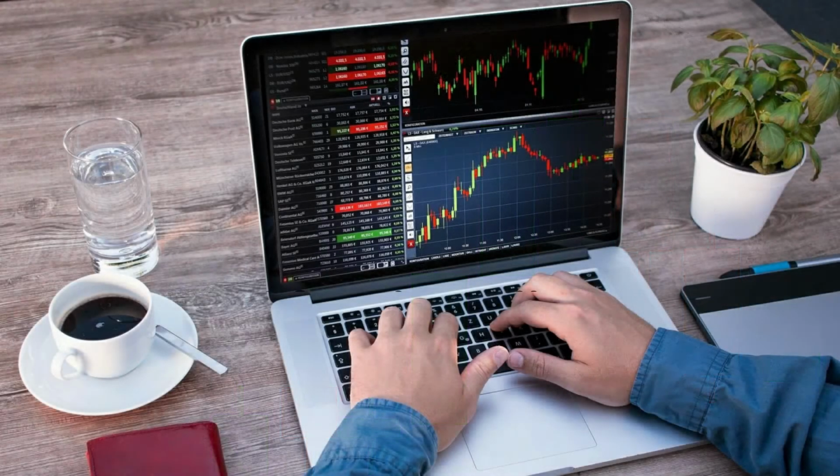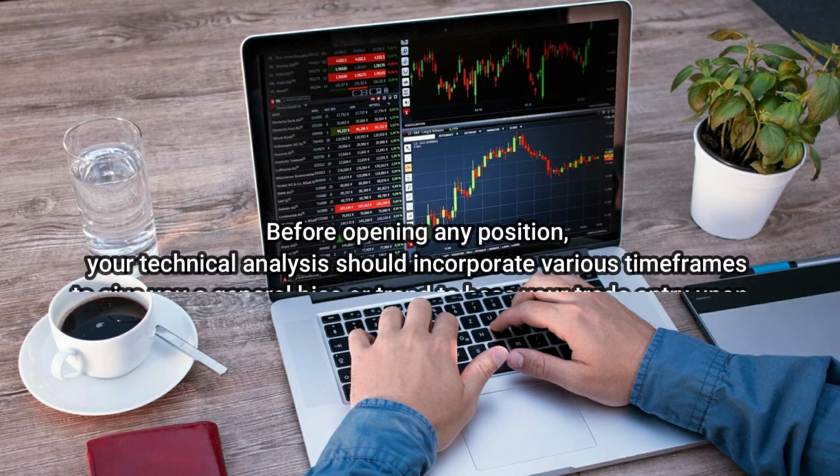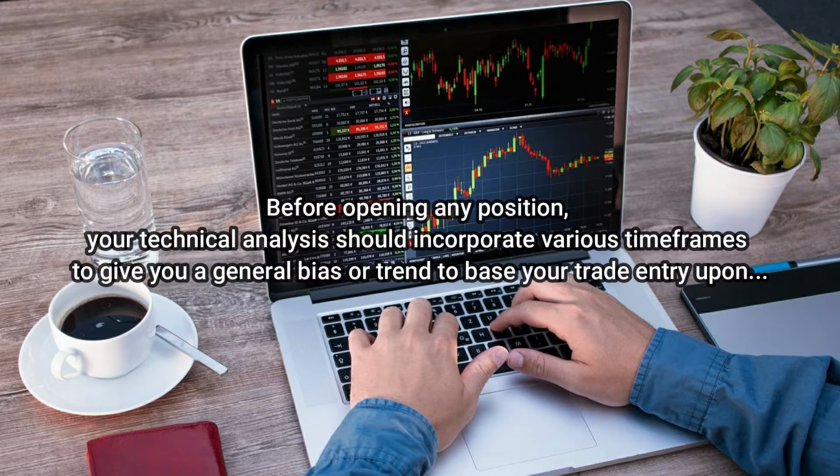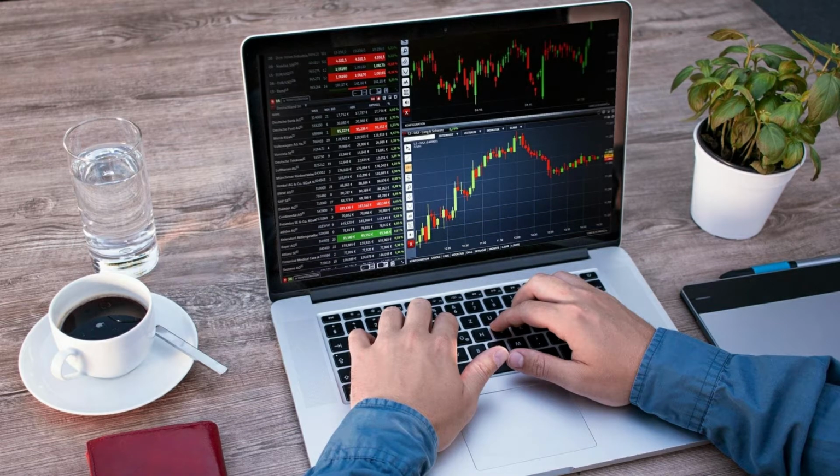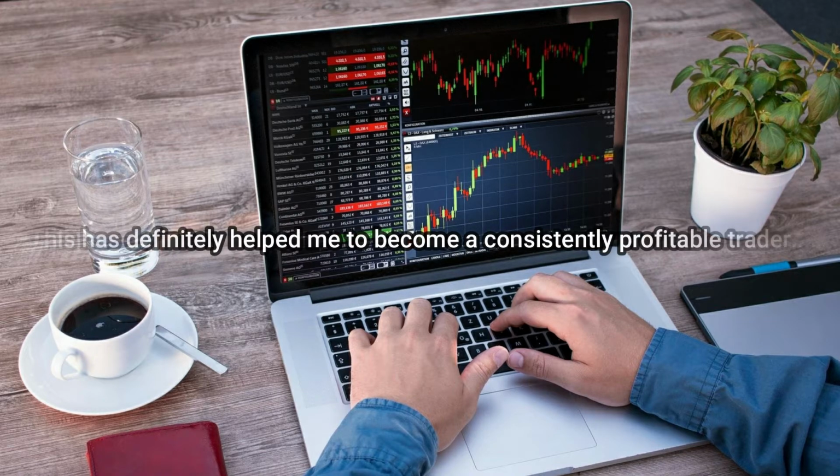So before opening any position, your technical analysis should incorporate various time frames to give you a general bias or trend to base your trade entry upon. Okay, now in my personal experience, I've been doing this for a long time, about 12 years now, on and off, in Forex betting, spread betting. Applying technical analysis this way is of great benefit, and it's crucial to long-term success.